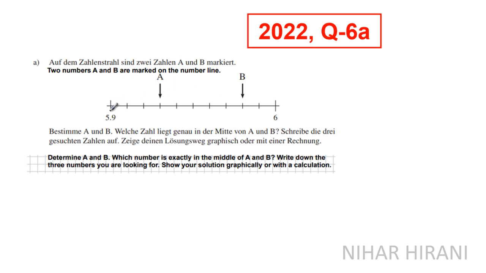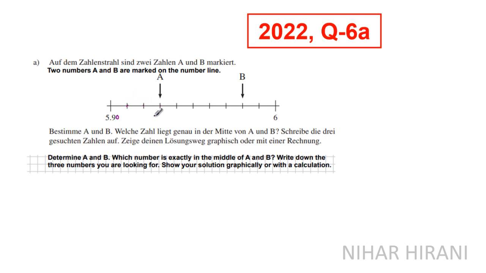You can see between 5.9 and 6 there are 10 equal spaces. I will calculate it very quickly. 1, 2, 3, 4, 5, 6, 7, 8, 9, 10, right? So we can say it's starting from 5.90. Just to make it easy for you, I will write 5.90. Then this will be 5.91, 5.92.